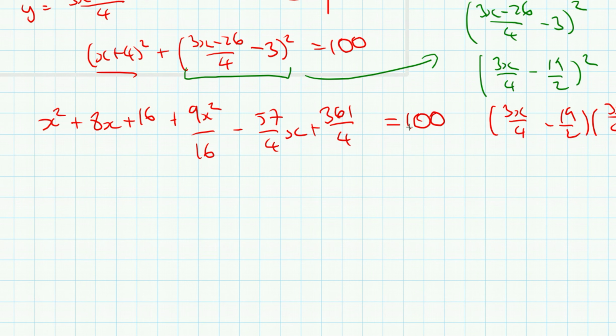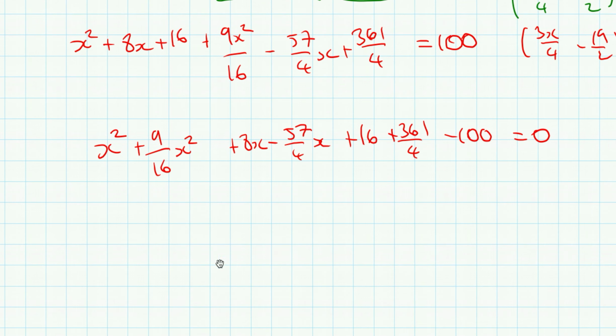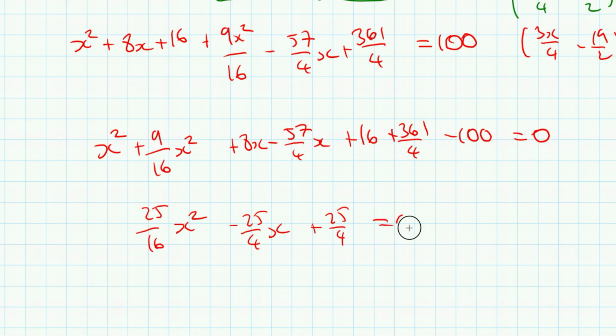So here, I'm going to group all the terms and move everything over to the left-hand side. So it's x squared plus 9 over 16x squared plus 8x minus 57 over 4x plus 16 plus 361 over 4 minus 100 is equal to 0. So from here, we do 1 plus 9 over 16, which is equal to 25 over 16x squared. And we do 8 minus 57 over 4, which gives you minus 25 over 4x. And then we do 16 plus 361 over 4 minus 100, which is equal to minus 25 over 4, which equals 0.